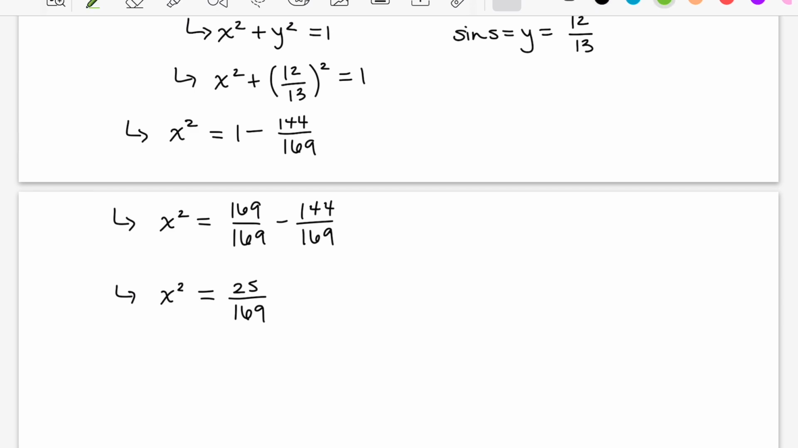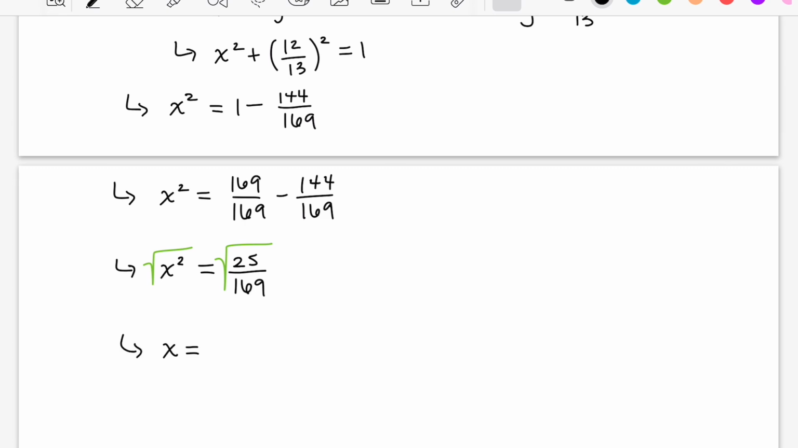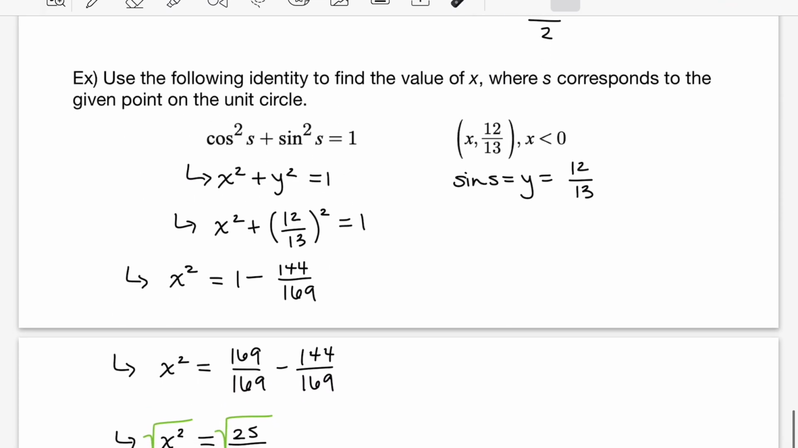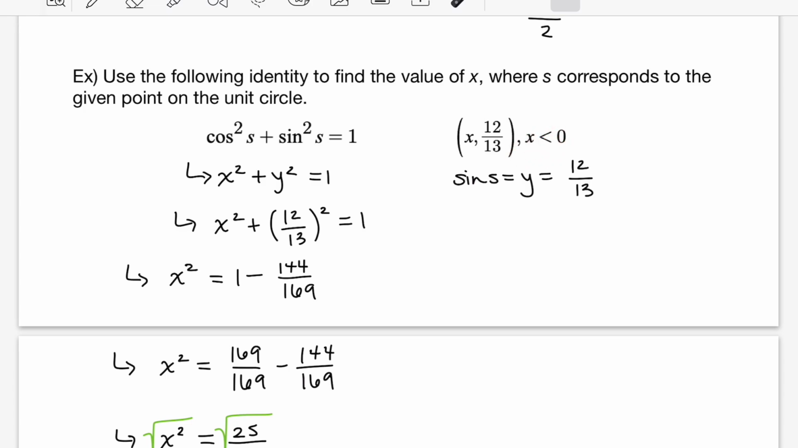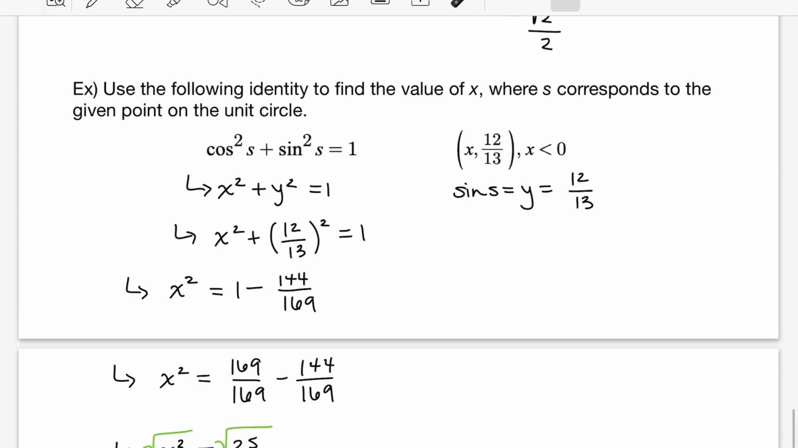Now to solve for x, we're going to take the square root on both sides. So we'll get x is equal to square root of 25 is going to be 5, and the square root of 169 is going to be 13. Now, since we're taking the square root here, this is going to be plus or minus 5 over 13. But remember, in our problem, we're told that x is going to be less than 0. So the value of x for this problem is going to be negative 5 over 13. So that would be our x value given this information, and that's how we would use this identity here.